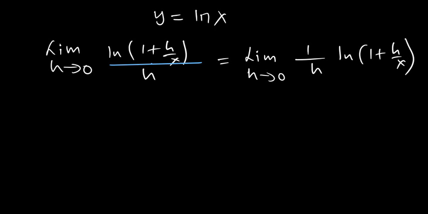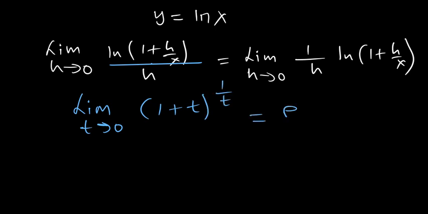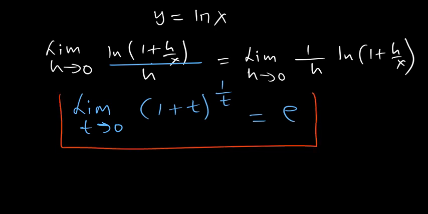Let's try to make up something here. So just a quick reminder, in case you've come across some of the tricky limits: the limit as t approaches 0, in a case where you have 1 plus t raised to the power 1 over t, this is equal to an exponent, e. Okay, so you want to write this down somewhere.